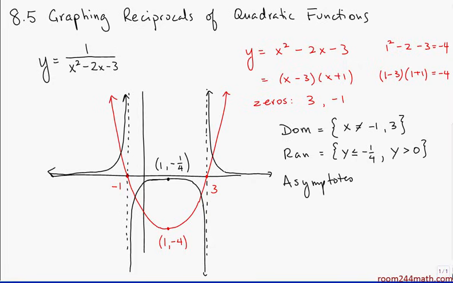So we have the two vertical asymptotes, x equals -1 and x equals 3. And then we have the horizontal asymptote that all of our reciprocal functions have, whether they be reciprocals of linear functions or reciprocals of quadratic functions, and that's y equals 0. And so that gives us a nice sketch, and it gives us the descriptive information. Let's take a look at another one.